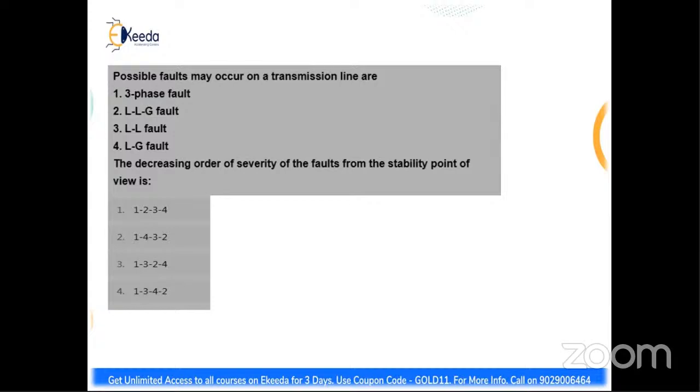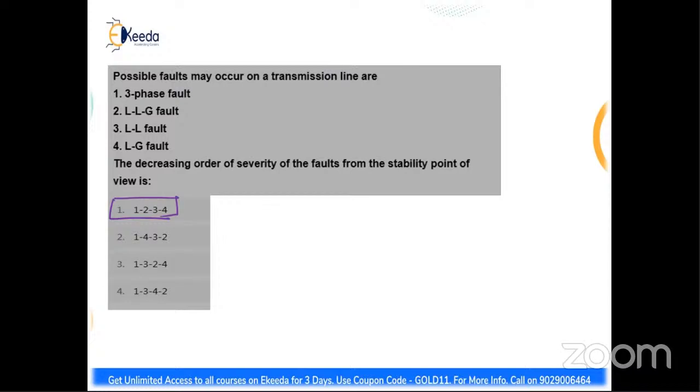There are four options given: 1, 2, 3, 4, or 1, 4, 3, 2, or 1, 3, 2, 4, or 1, 3, 4, 2. Which will be the right combination here? The right answer for this is option 1, that is 1, 2, 3, 4: three-phase fault, LLG fault, LL fault, LG fault.